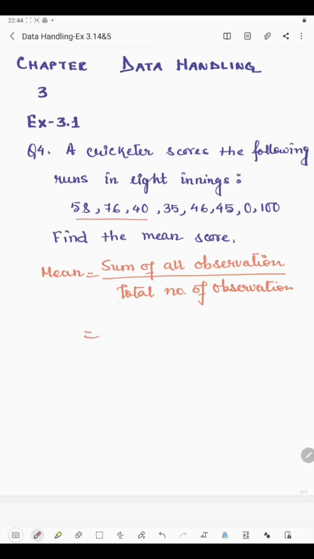So here 58 plus 76 plus 40 plus 35 plus 46 plus 45 plus 0 plus 100. These are the sum of all observations. Now divided by the total number of observations. How many observations do we have? We have 8 observations, 1, 2, 3, 4, 5, 6, 7, 8. So it will be divided by 8.